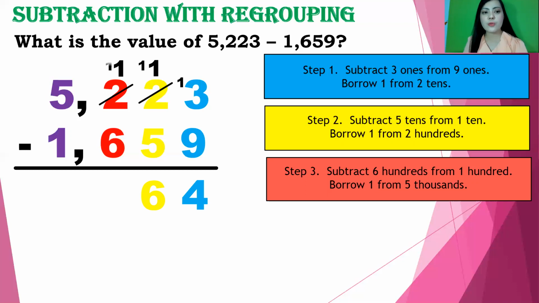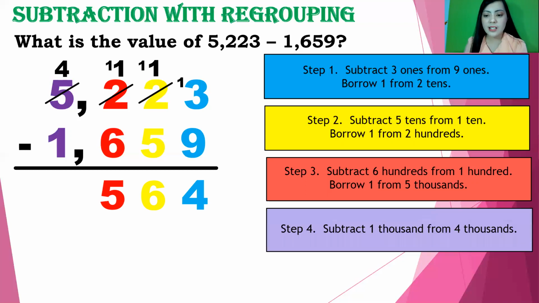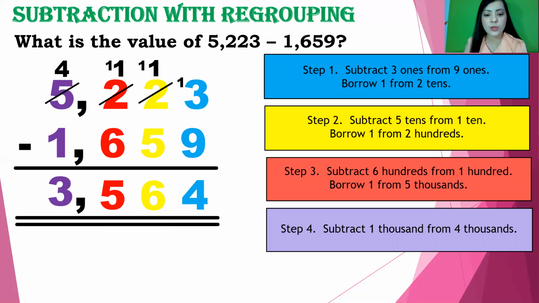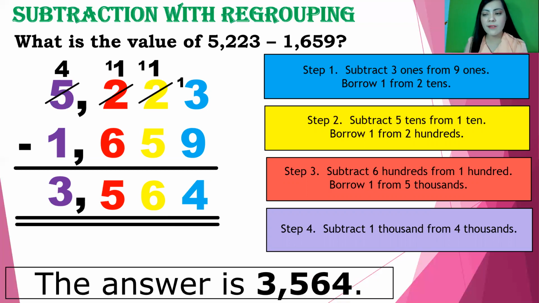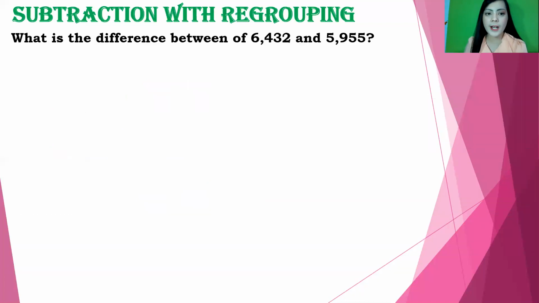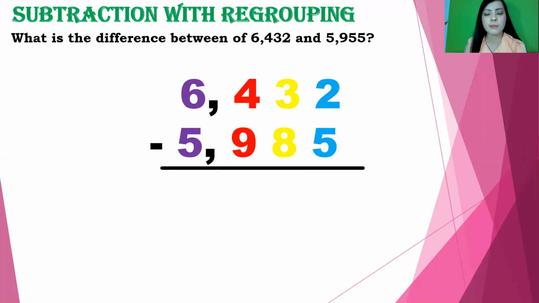So therefore, you need to borrow again from the 5,000s. So 1 becomes 11 and 5 becomes 4. So 11 minus 6 is equal to 5. And the last thing you will do, subtract 1,000 from 4,000. 4 minus 1 is equal to 3. All right, so the answer is 3,564.